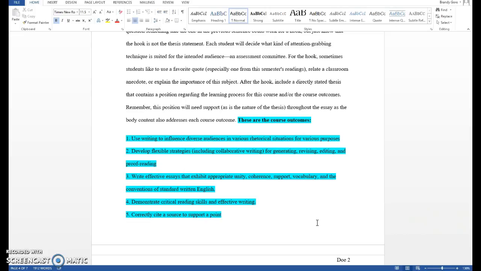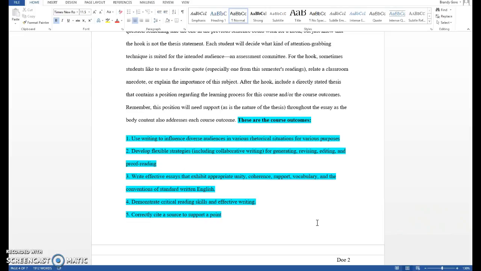Number 3, write effective essays that exhibit appropriate unity, coherence, support, vocabulary, and the conventions of standard written English. This has to do with the final essays themselves and how well you accomplished those criteria. Number 4, demonstrate critical reading skills and effective writing. First of all, you had the literary analysis and the argument persuasion that was based on reading material. Also, we had several reading assignments throughout the semester, so feel free to use those as examples as well.